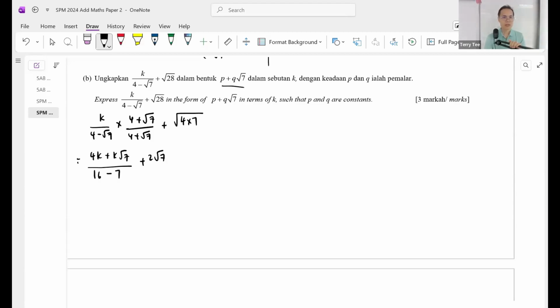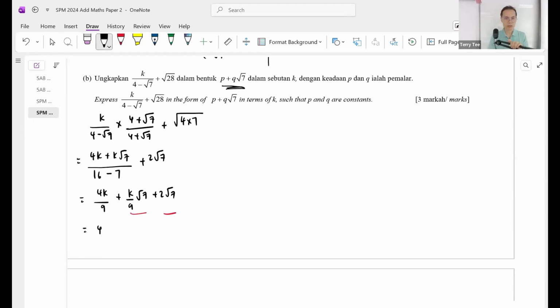So let's continue. This will be 4k over 16 minus 7, which is 9. At the same time, I split them: k over 9 root 7, plus 2 root 7. You see, at the end of the day, you're going to give your answer in this form. You're going to combine all the terms with root 7 together. So these two have root 7, right? I need to combine them.